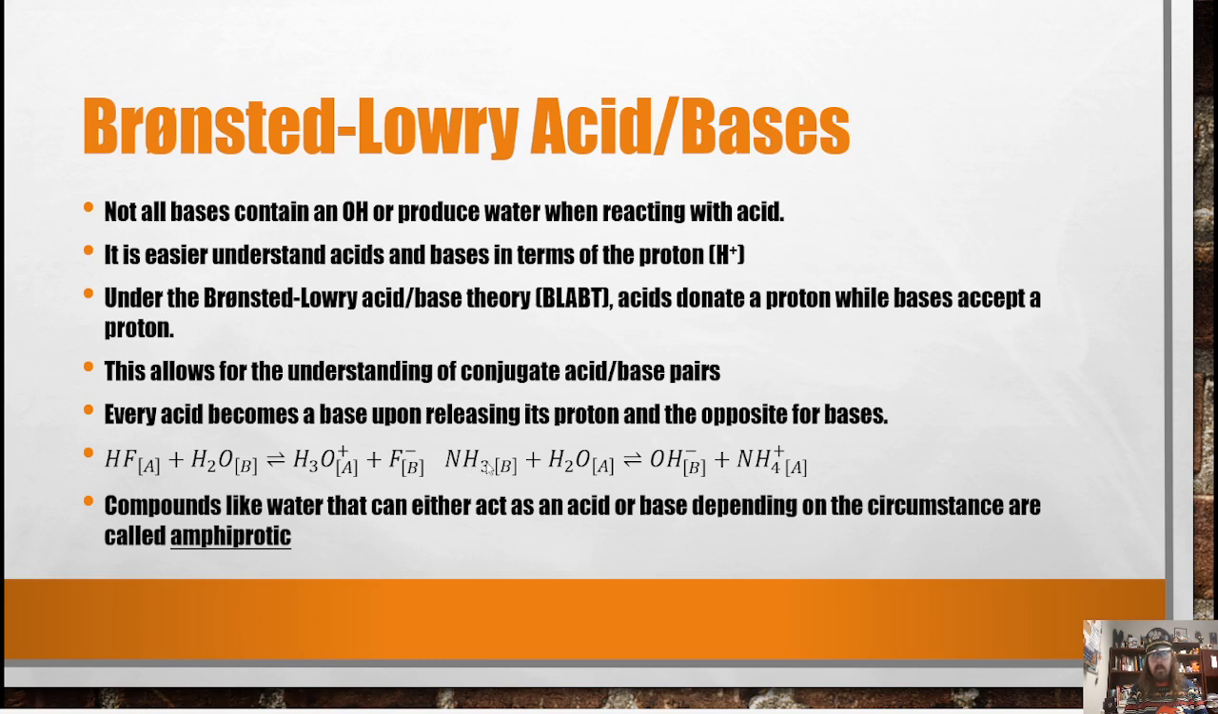Ammonia is a base. It accepts a proton from water. Water is acting as an acid. It forms hydroxide, which is a base, and ammonium, which is an acid. In order to go back to ammonia, ammonium has to release one of its protons. And so ammonia and ammonium are a base and its conjugate acid. HF and F minus are an acid and its conjugate base.